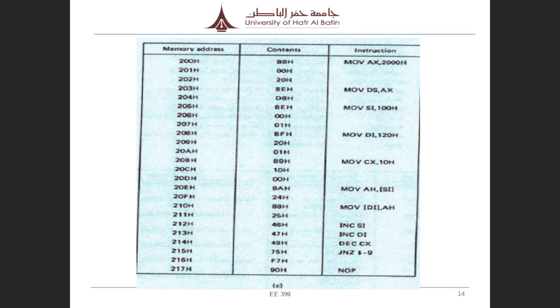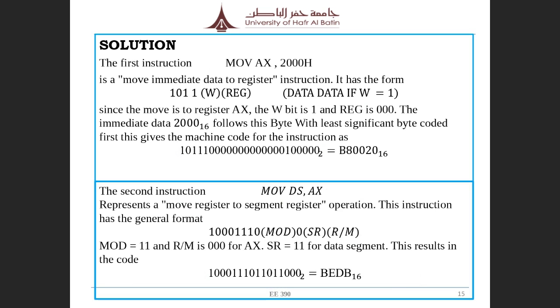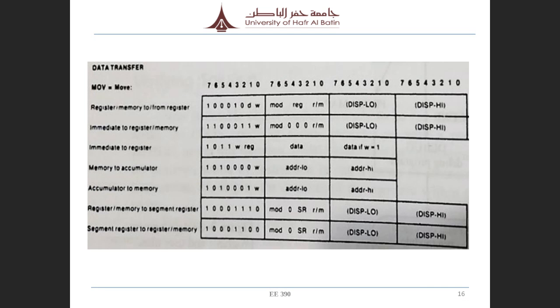So look at here, move DI, comma, 120h. That means BF, then 20, then 01h. The next 3 memory locations are occupied. All right, then what will be move CX, comma, 10h? Look at here. It is also the same format, right? Move CX, comma, 10h.